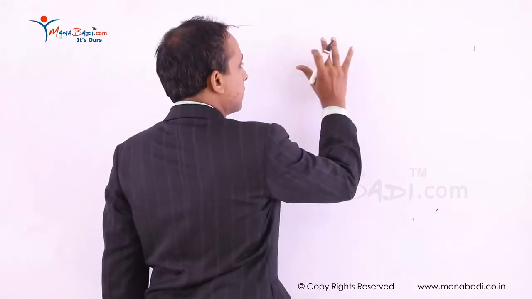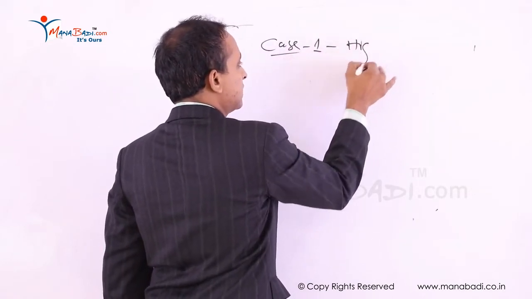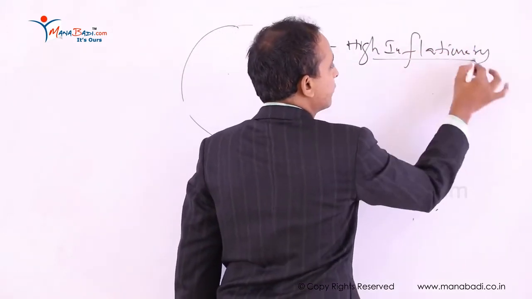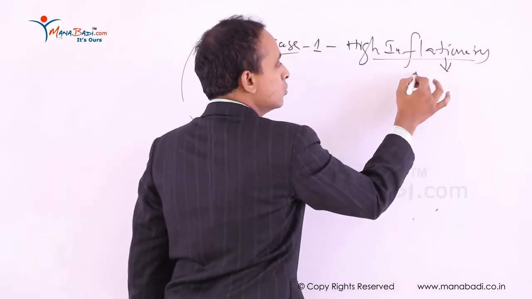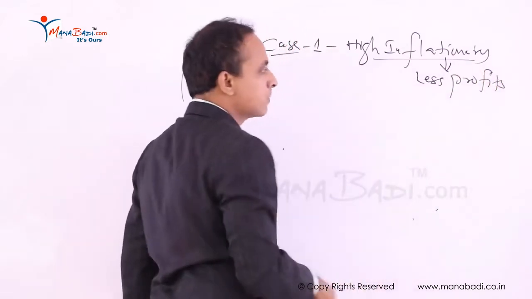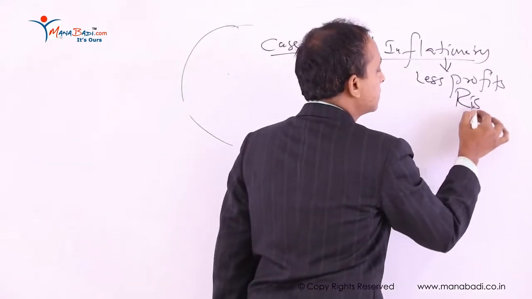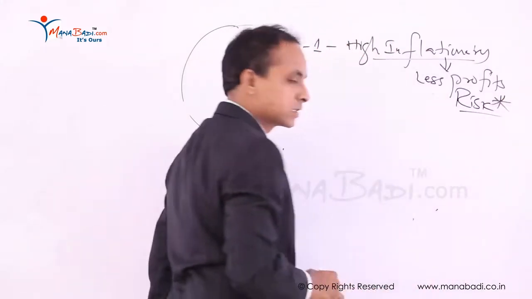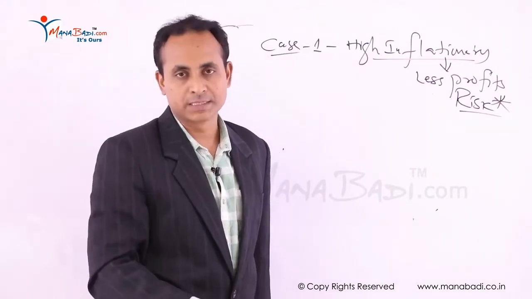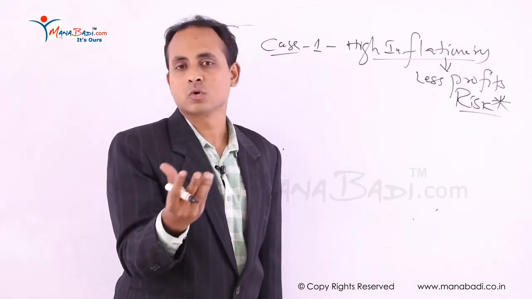Say, case 1, a high inflationary condition. High inflation will lead to less profits for the establishments, less profits for the businesses. Understand? It means risk in the market. Clear? During inflation time, a very high risk factor is present in the market. Say for example, one plate of idli will sell at 100 rupees. Who can eat? No one can eat.